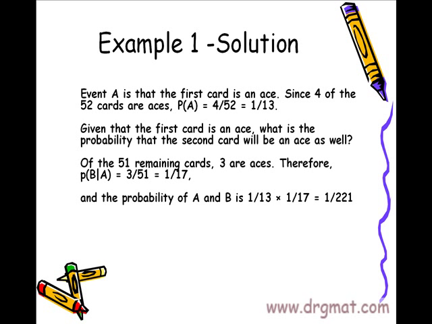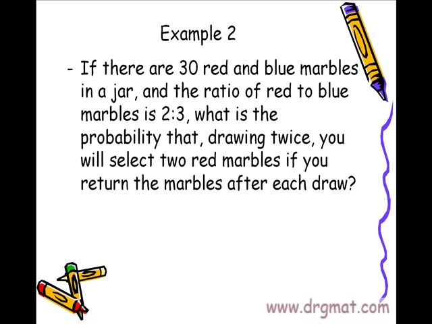To calculate the probability that both were aces, in the case when you did not replace the first ace back into the deck, it will become 1 over 13, which is the probability of event A, and 1 over 17, which is the probability of event B given A, and 1 over 221 becomes your answer.